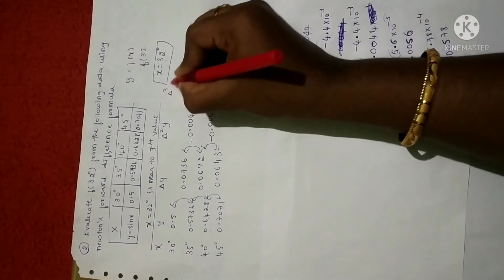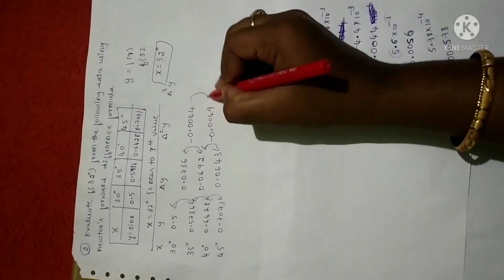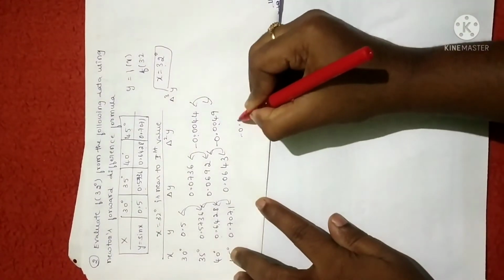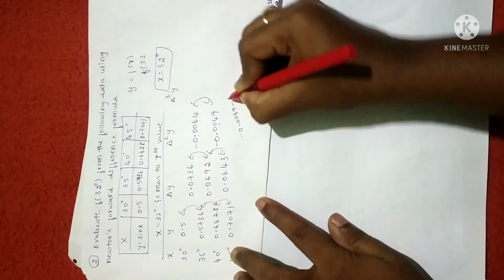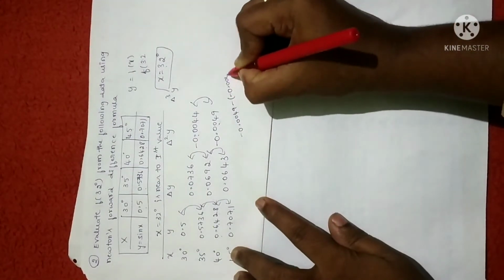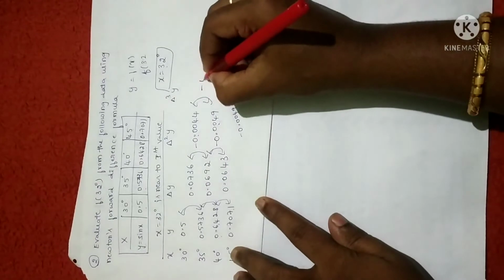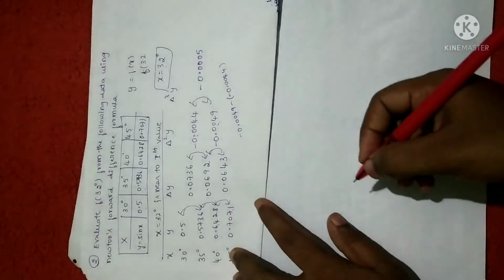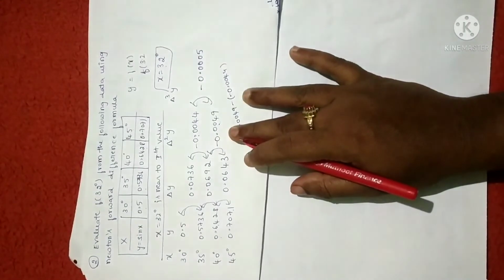Fine. Now we have to calculate the third difference, right? So del cube of y. Subtract these two values. I'll just write here. When you subtract these two, you will get minus 0.0049 minus of minus 0.0044. So when you simplify this, you will get minus 0.0005. Fine. So this is what the forward difference table is.